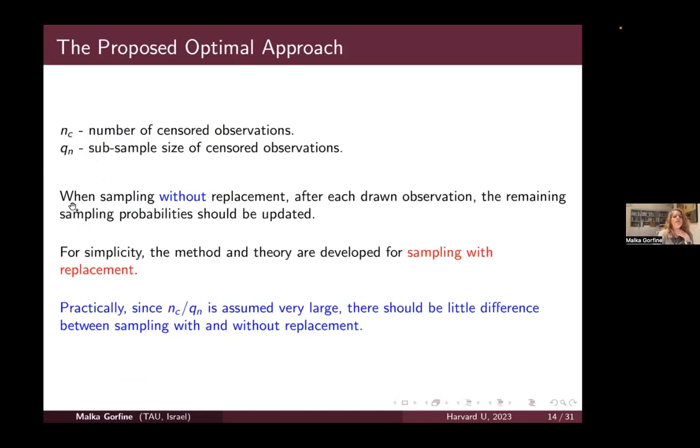Okay, so if we would like to use subsampling, now we need to discuss whether we are going to do it with replacement or without replacement. When sampling without replacement, after each drawn observation, the remaining sampling probabilities should be updated. This could be very complicated and can take a very long computational time. So for simplicity, the method and the theory are developed for sampling with replacement. Practically, the ratio between the number of censored observations and the subsample size is assumed to be very large, because q_n is going to be much, much smaller than n_c, so there should be very, very little difference between sampling with and without replacement. So we are going to do it with replacement.